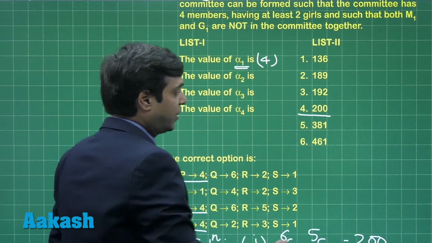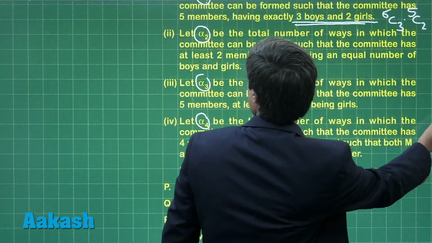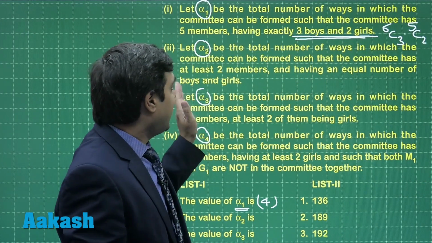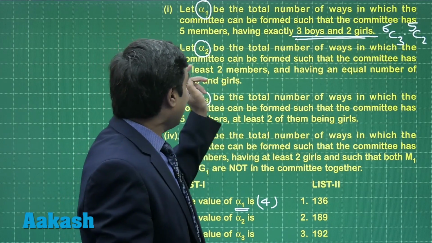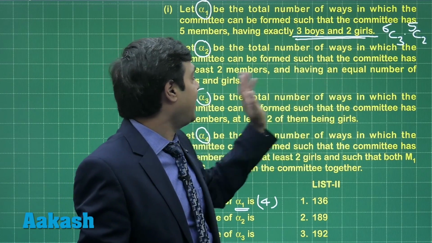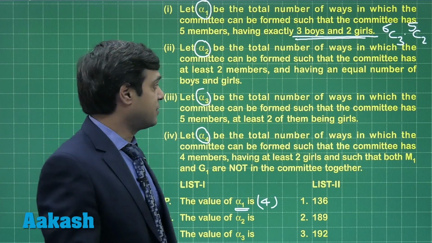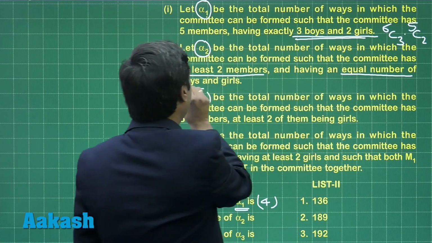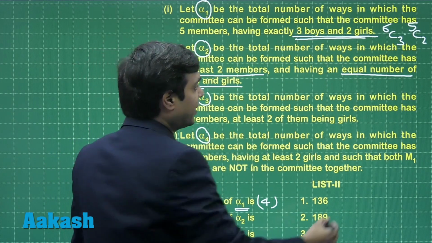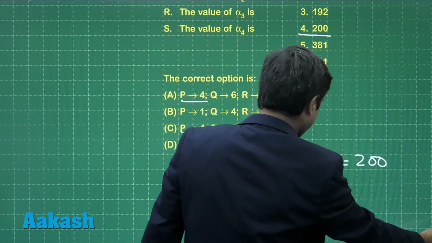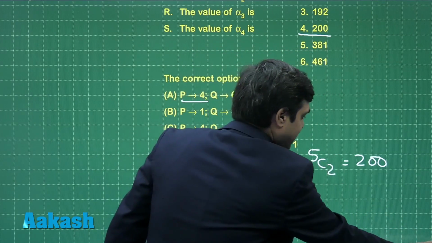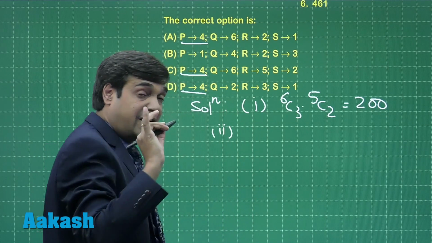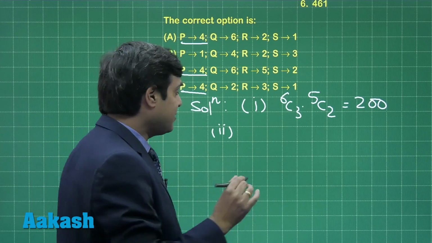Next, the value for alpha 2. What is alpha 2? Alpha 2 be the total number of ways in which committee can be formed such that committee has at least 2 members and having an equal number of boys and girls. So, at least 2 members and equal number of boys and girls. So, simply we can say the required result is for the second part.